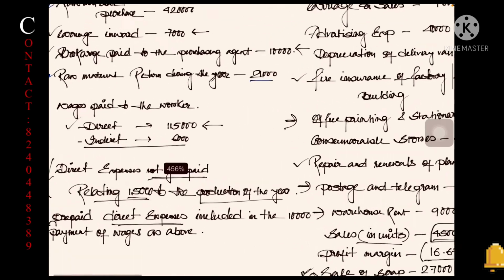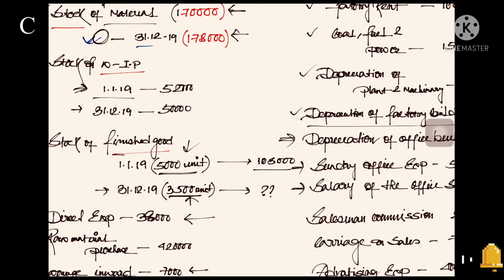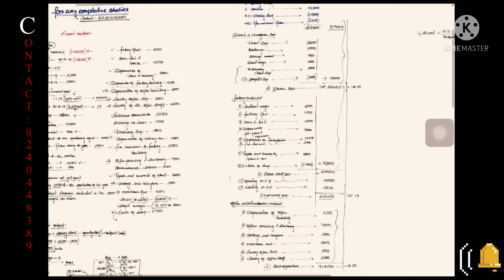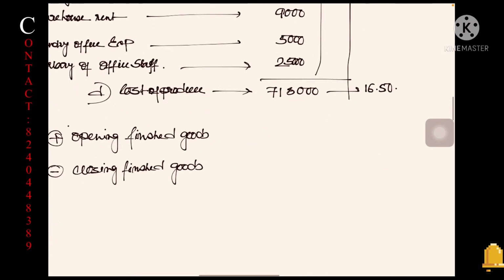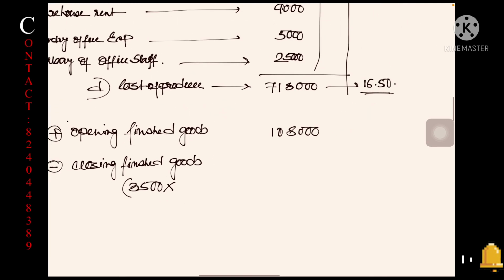Now student, look at the question. Opening finished goods is given, 1,08,000 with the unit, but in closing finished goods the units are given but not the amount. The question comes, how to calculate the amount? It will be very simple. First I am writing 1,08,000 under the cost of production column, and to figure out the closing finished goods, we should multiply this 3,500 units that is given with the per unit amount of cost of production, which is 16.50.